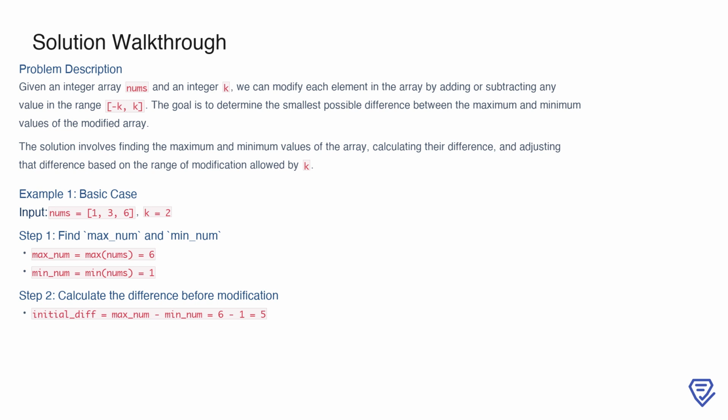For instance, in the example where nums equals 1, 3, 6, and k equals 2, the first step is to find the maximum and minimum values of the array. Here, the maximum value is 6 and the minimum value is 1. Next, we calculate the initial difference between these two values, which is 6 - 1, resulting in a difference of 5 before any modifications are applied.